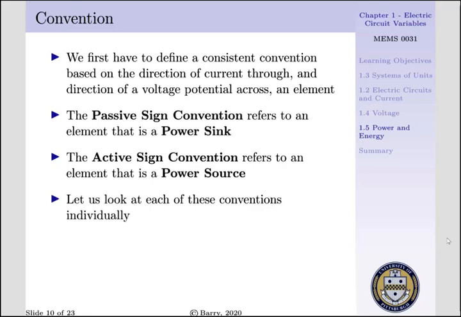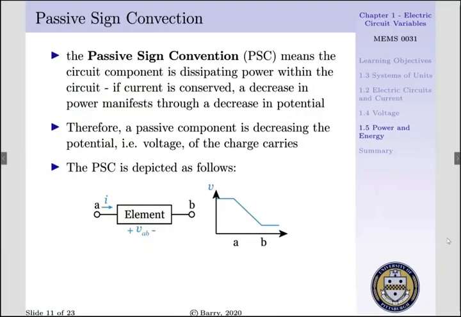The passive sign convention refers to an element that is a power sink. A passive sign convention refers to an element that is dissipating power within our circuit, such as a resistor. The active sign convention refers to an element that is the power source. This refers to an element that is supplying energy to our system, like a battery. Let us look at these conventions individually.